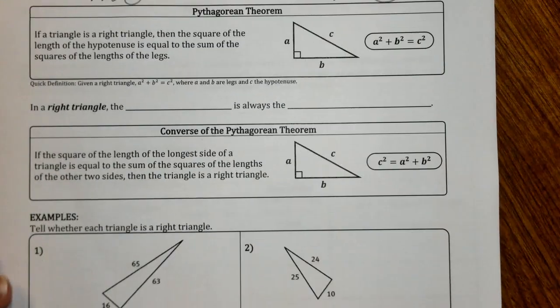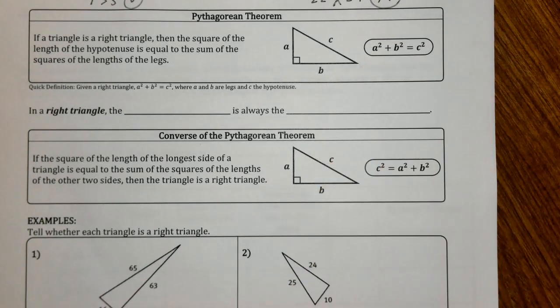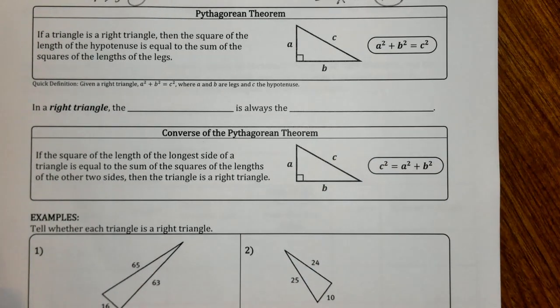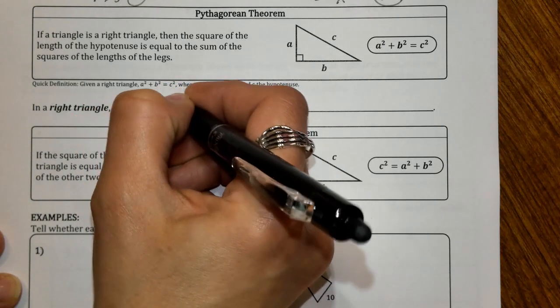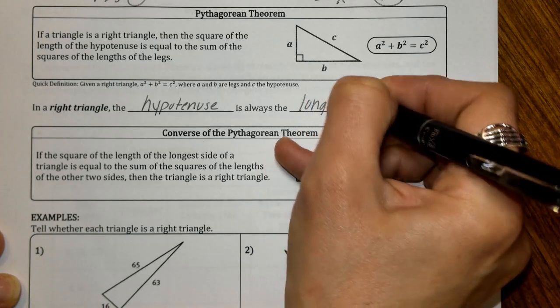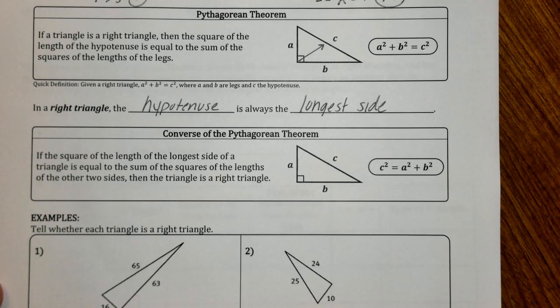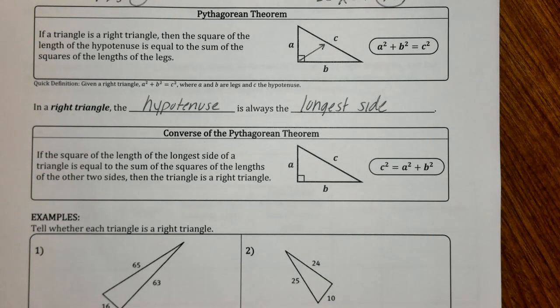Now with Pythagorean theorem and its converse, Pythagorean theorem is something that in Texas we've been talking about since 7th, 8th grade. This is saying, hey, this is a right triangle, therefore a squared plus b squared equals c squared. In this case, with your right triangle, we need to remember that the hypotenuse, which is labeled as c, is always the longest side. Not only is it always the longest side, but it is always across from the right angle.